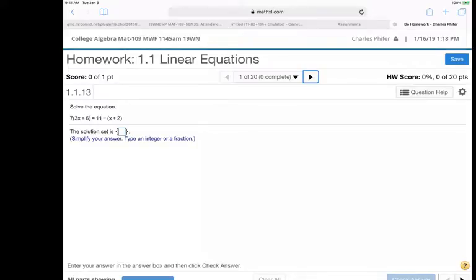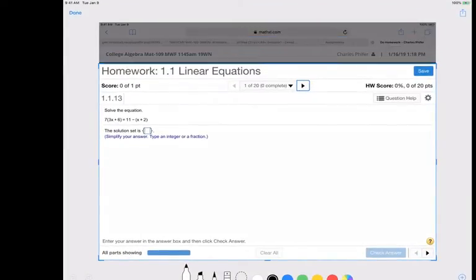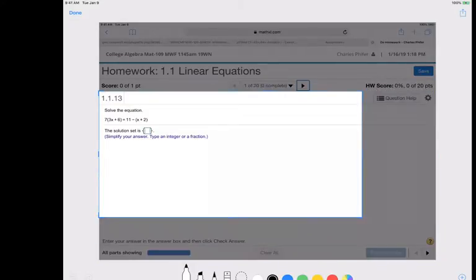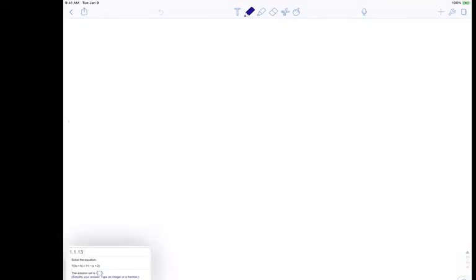It says solve the equation. Anybody want to give this a go? Okay, come on. Have you gone today? Okay. So let's do this. We're going to get a photo. We're going to go to Notability, and we want to drop a copy of this.